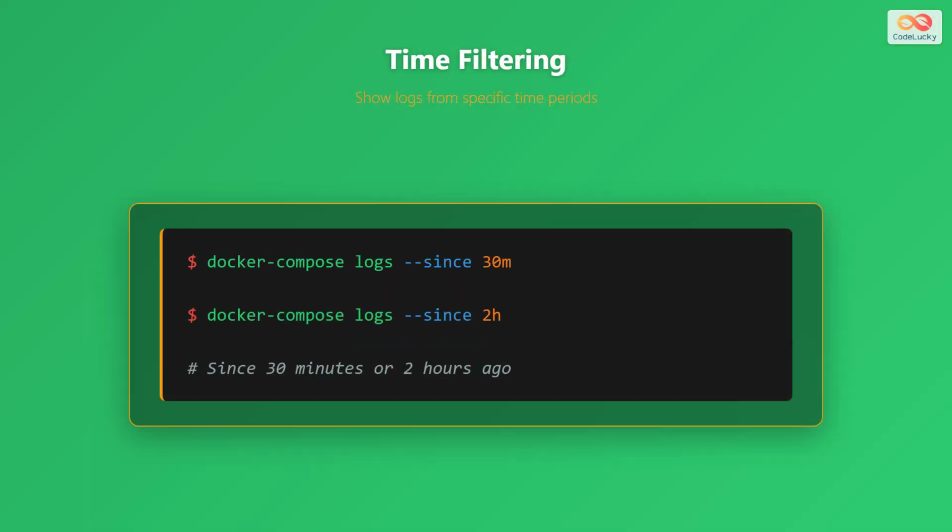To filter logs by time, use the since flag with the docker compose logs command. This allows you to view logs from a specific time period. For example, running docker compose logs --since 30m will show logs from the last 30 minutes, while docker compose logs --since 2h will display logs from the last 2 hours. This is useful for narrowing down logs to a specific time frame when investigating issues.